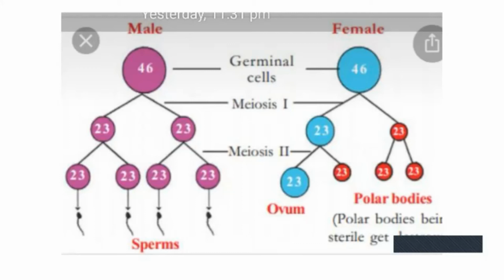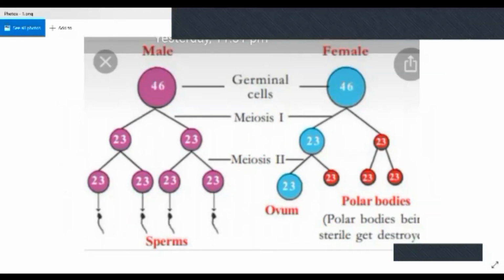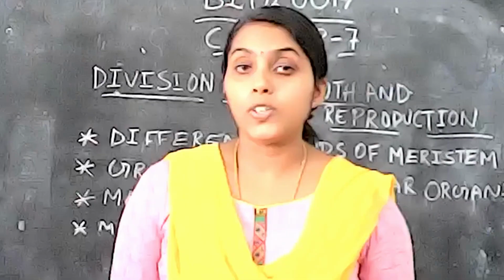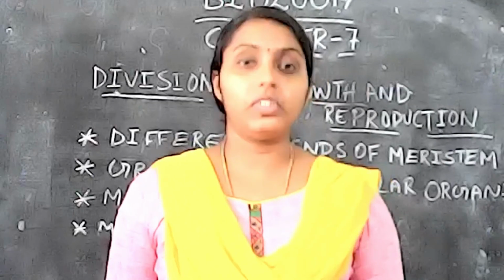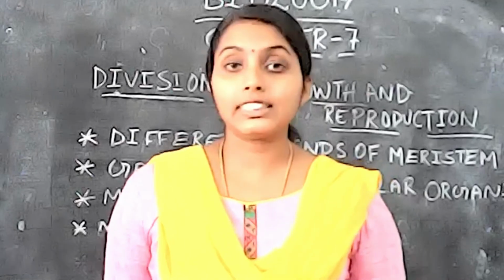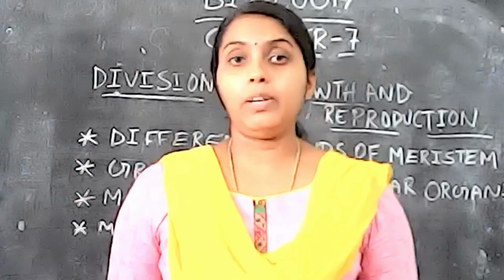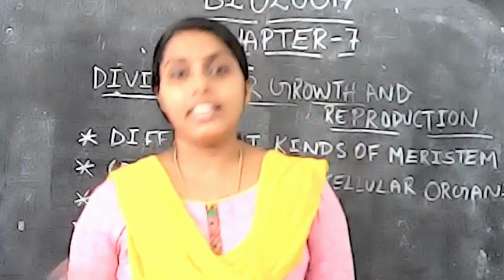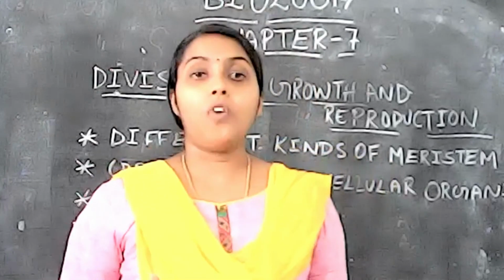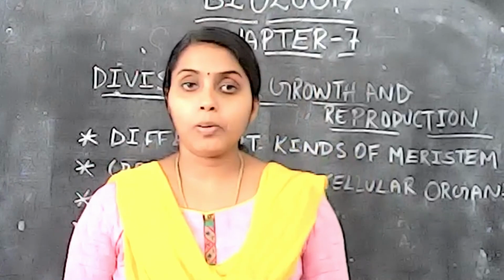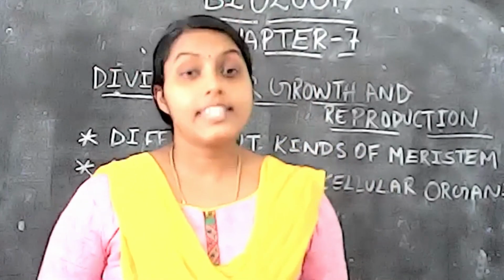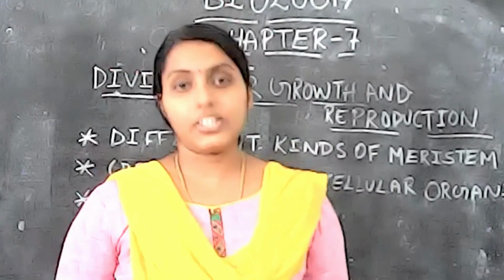Meiosis takes place in 2 steps: meiosis 1 and meiosis 2. Meiosis takes place in the germinal cells or the sex cells. In male, finally 4 sperms will be produced, and in the case of female, 1 ovum and 3 polar bodies will be produced. Polar bodies are sterile and they will get destroyed.